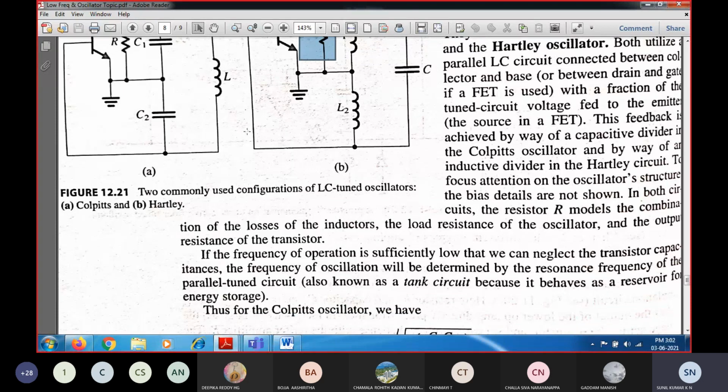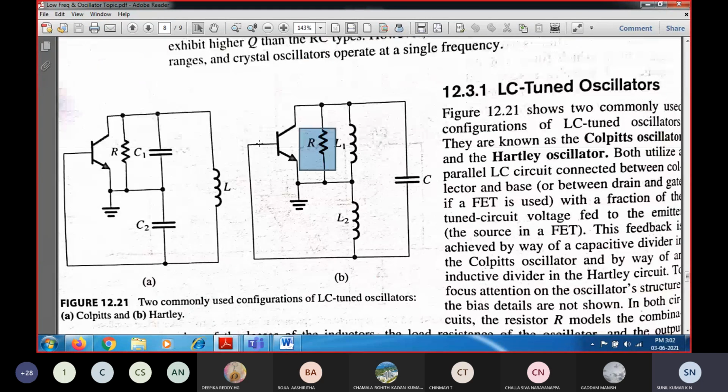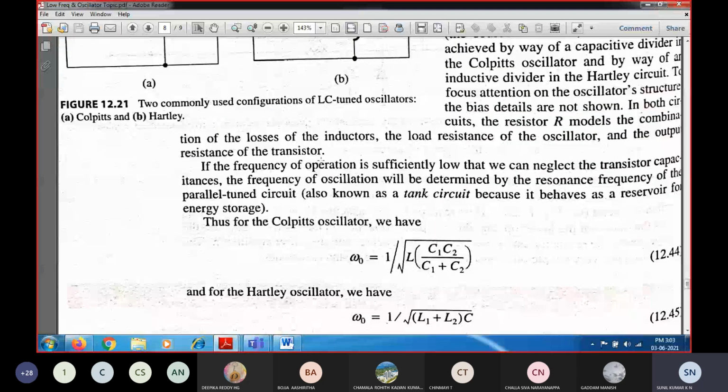Then comes the frequency of operation. Suppose the frequency of operation is sufficiently low, so what will happen? At low frequency the capacitive reactance is inversely proportional to frequency, so the capacitor will act like an open circuit, and the entire feedback is going to be fed back through the inductor itself. So it is not going to be operated at low frequency, and the frequency of oscillation of the circuit will be determined by the resonance frequency.